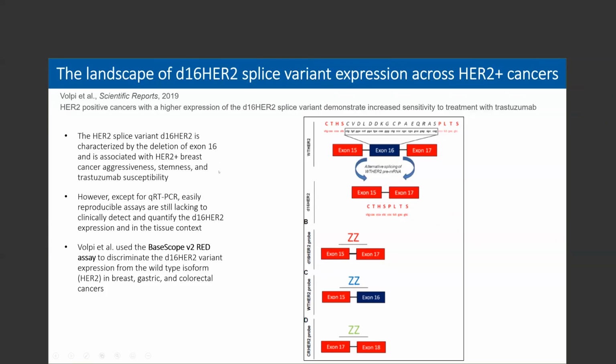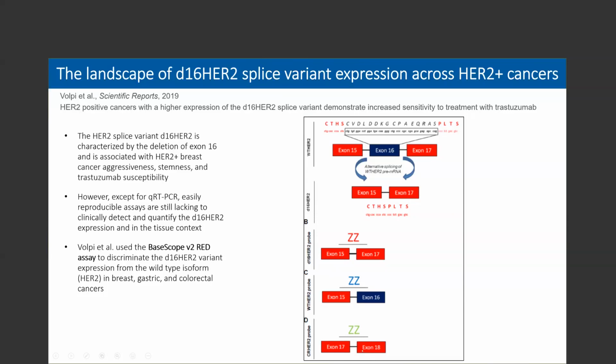Now, they used a probe design strategy wherein they designed a probe against the exon 15 and exon 17 junction so that they could specifically detect tissues that had the delta 16 HER2 splice variant. On the other hand, they also designed a probe that spanned the exon 15 and exon 16 junction to detect the wild type HER2 gene. And third, they designed another probe that spanned across exon 17 and exon 18 to detect both the wild type and the delta 16 splice variant.